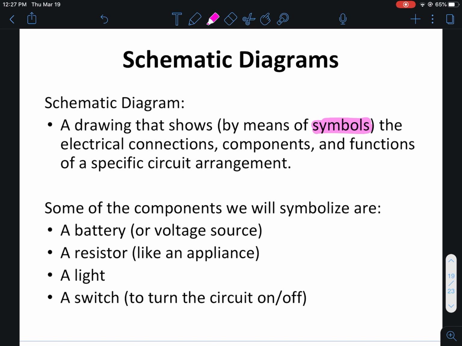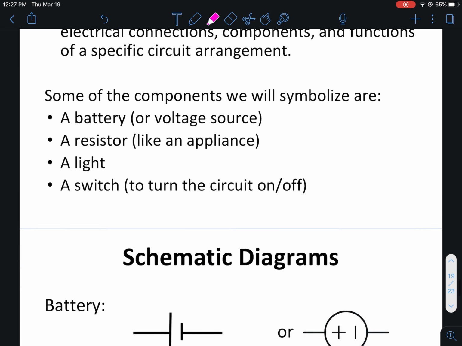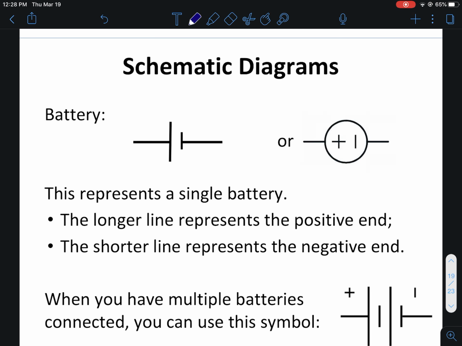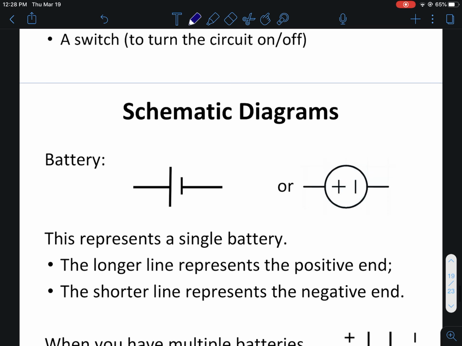So, excuse me, I'm going to take a drink here. So we have symbols for a battery, resistor, a light, and a switch, which there's way more than those, but those are the ones I want you to be familiar with. So I'm just going to go through those and show you how they would be drawn, or different optional ways of drawing them.